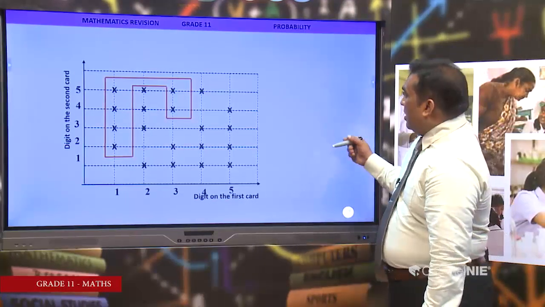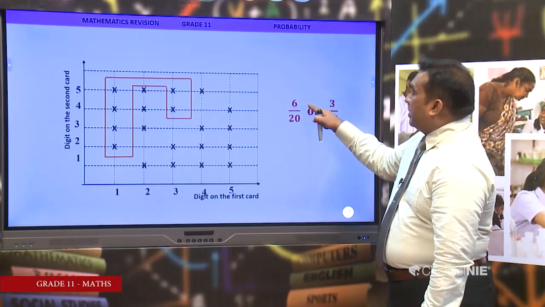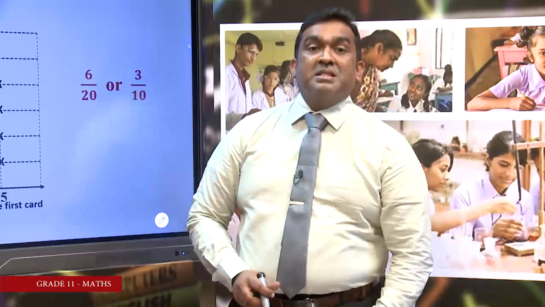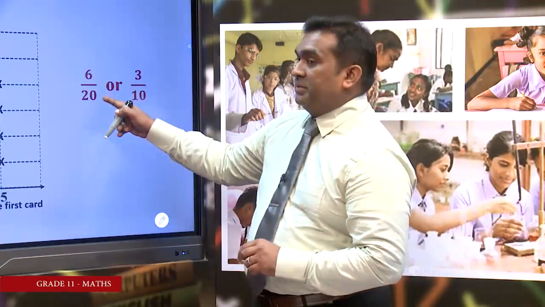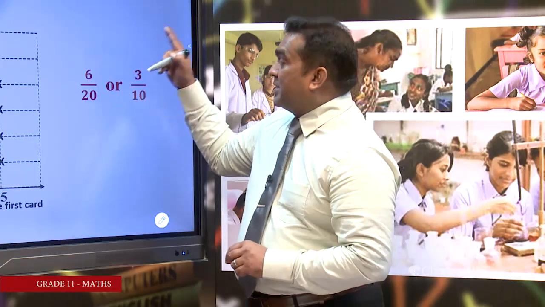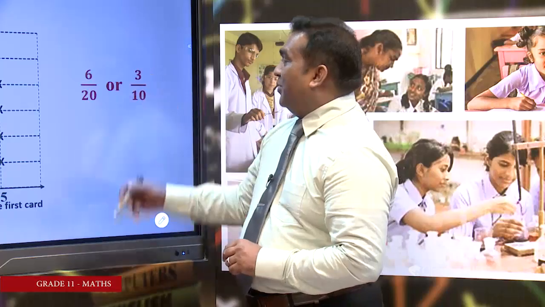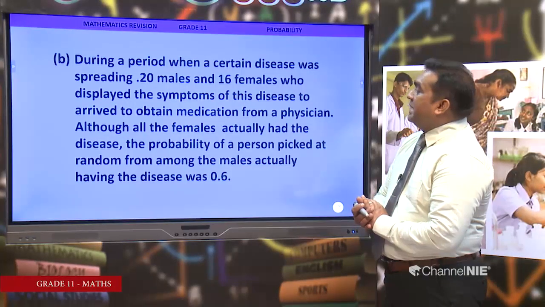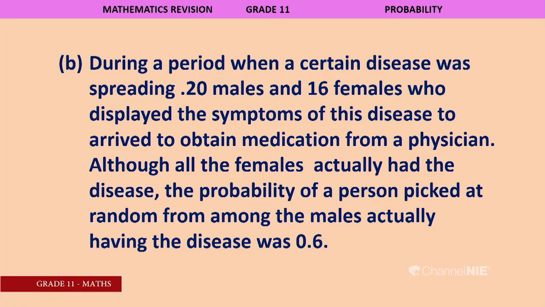right? Now, we can see the corresponding probability. Number of elements in the event is 6. Number of elements in the sample space is 20. Therefore, 6 over 20, the probability is 3/10.